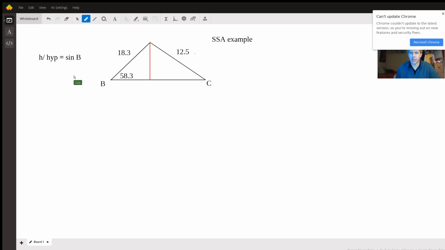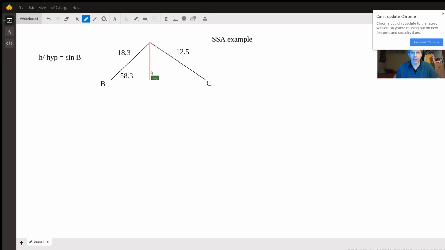It looks like, according to your question, you have a triangle where C is 18.3, B is 12.5, and the angle across from one of the sides is 58.3. I take that to be what's called a side-side-angle example, where you have two sides and a non-included angle. That is where you go into what's called an ambiguous case. And so you need to do some testing to see what triangles are possible for this scenario.